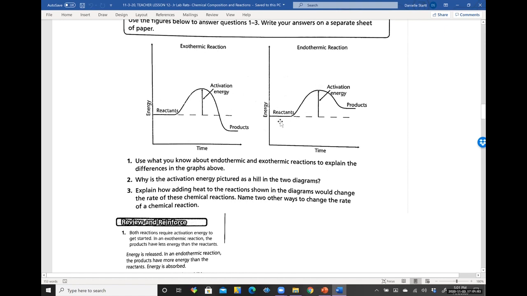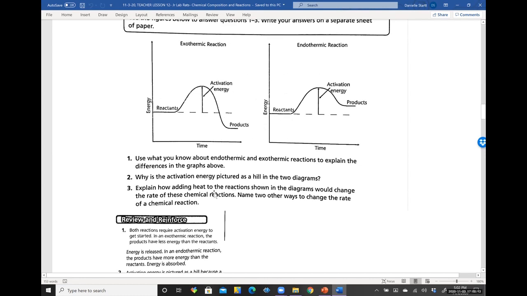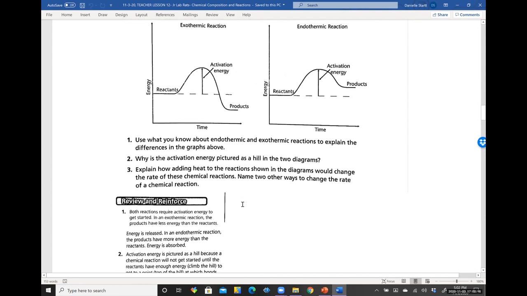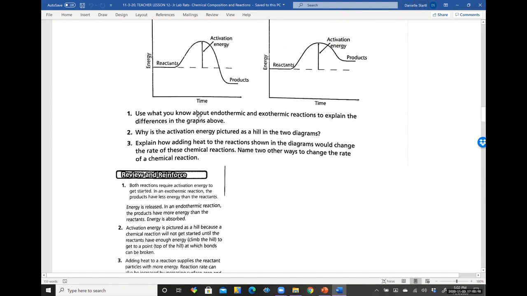What you will notice is that in the exothermic reaction, your reactants have higher energy than your products. And in your endothermic reaction, your reactants have lower energy than your products. The reason why your activation energy is pictured as a hill is because, as we were saying, you need to build up to the point where your reaction can take place.